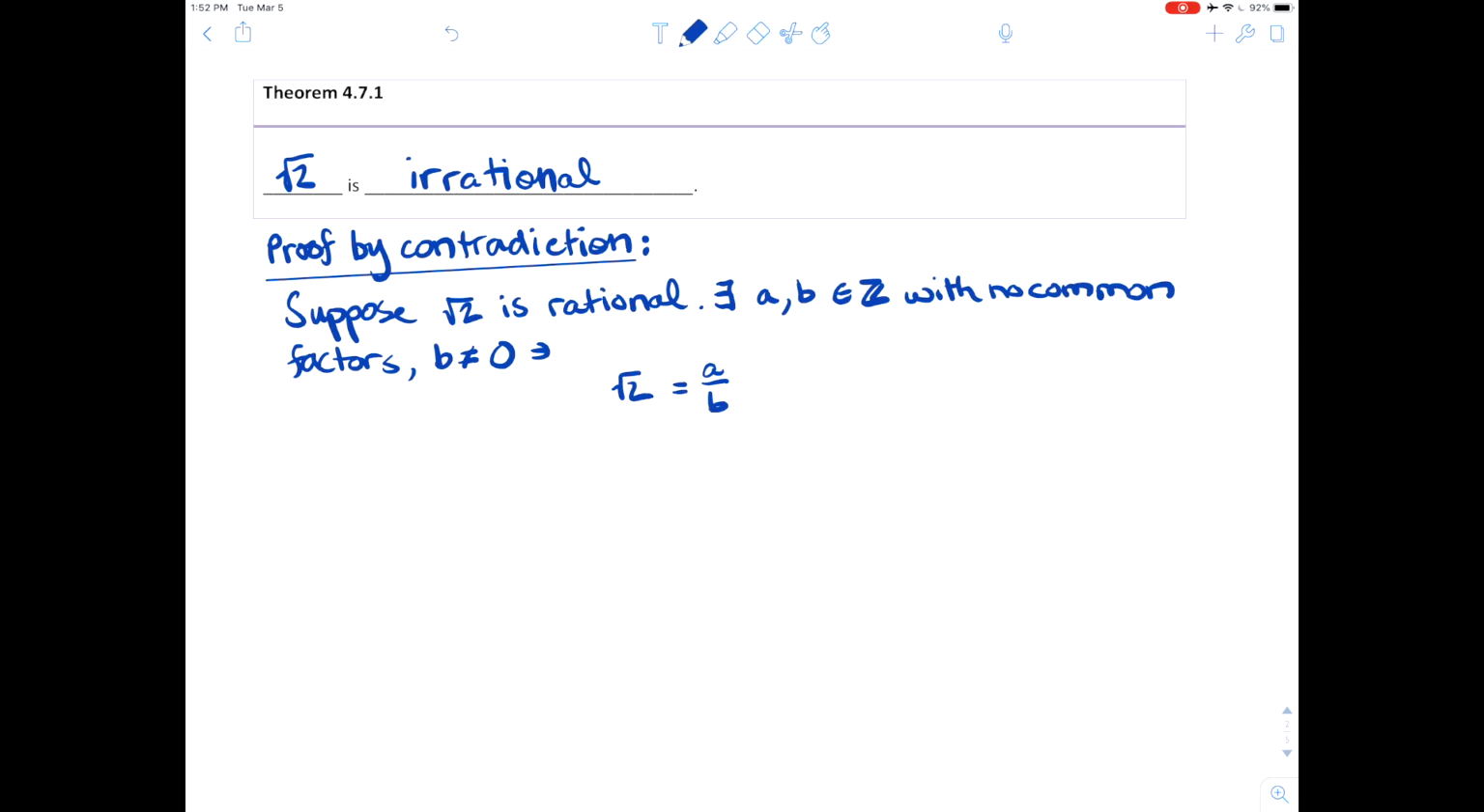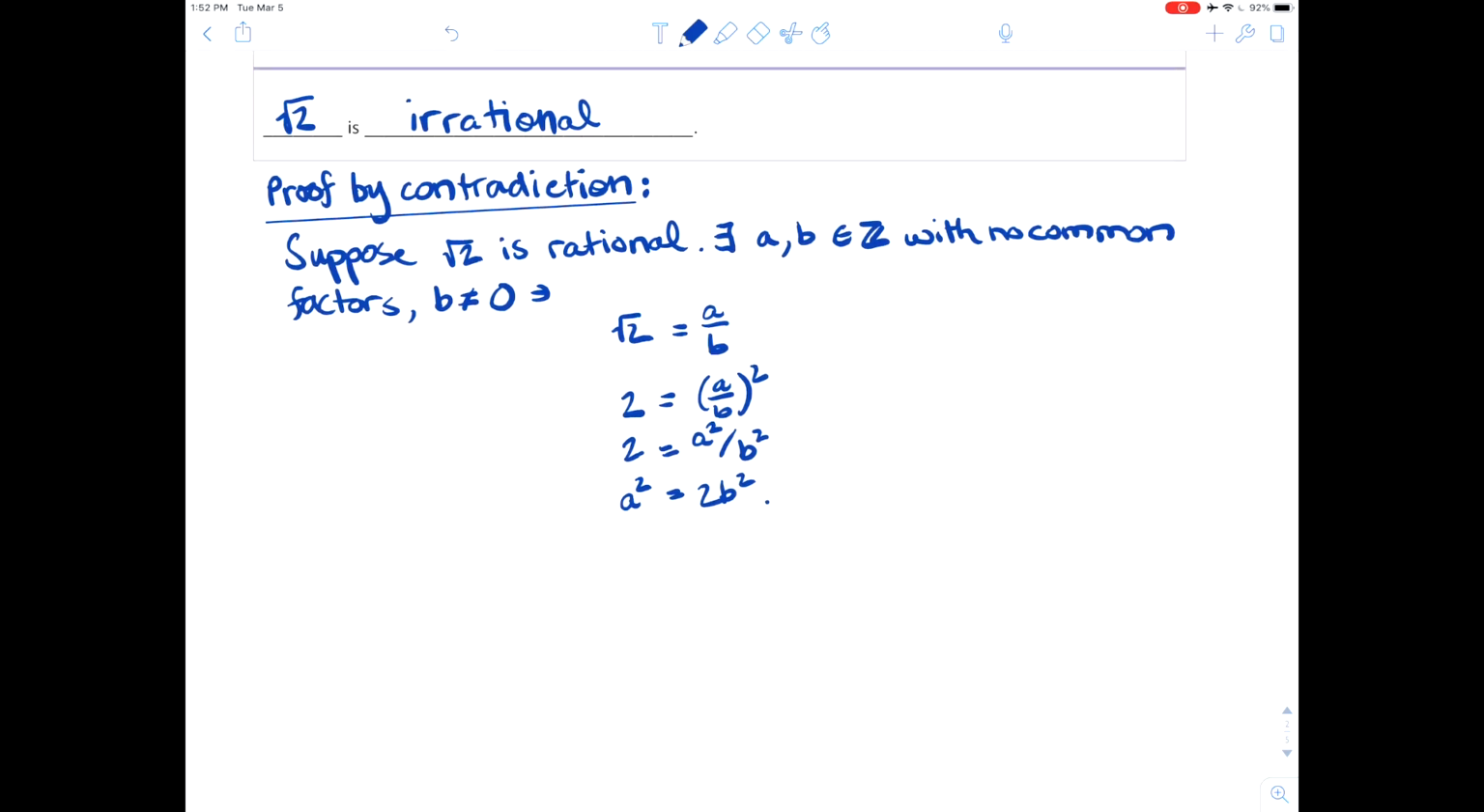And so if I square both sides, what would happen? I would get 2 is equal to A over B, the quantity squared, and we'd have 2 is A squared over B squared. And so A squared would be what? Beautiful, 2B squared, using some algebra. Now, remember that B squared would be an integer, because of closure. The set of integers, if you multiply 2 integers, you get another integer.